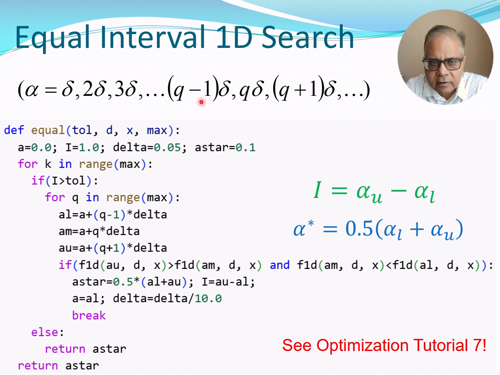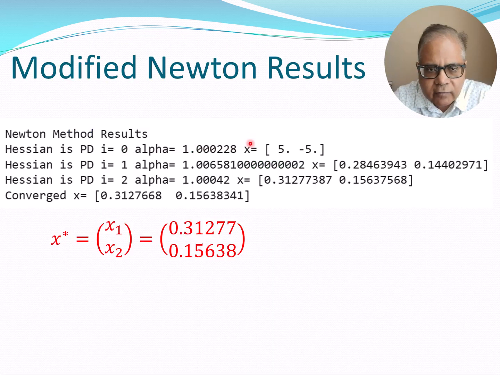and so then this interval has been bracketed, and then I divide this into many small parts, and I continue this process till I converge, and finally when I have converged, I return A star here. So A star is being calculated here inside the for loop. Now if you want to revise this method, take a look at optimization tutorial 7 on this particular one-dimensional search.